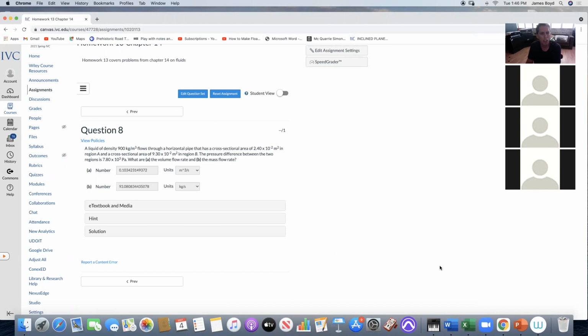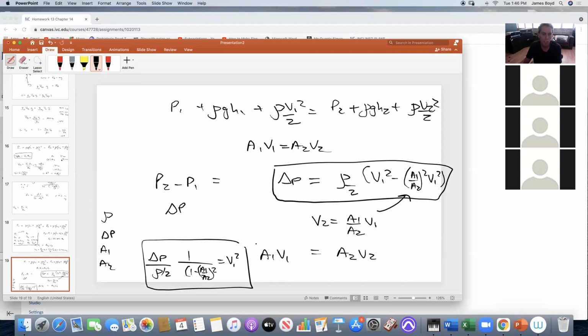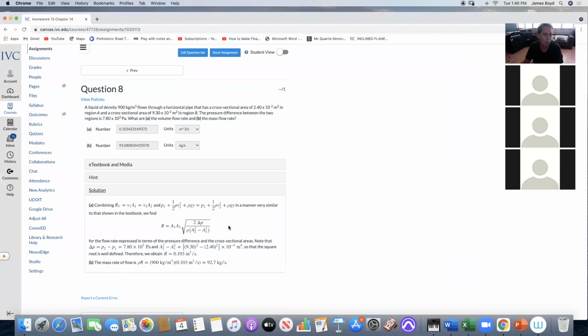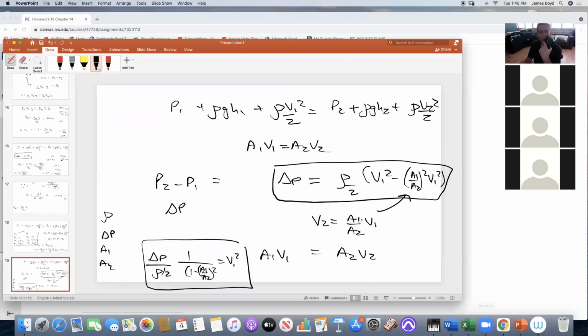Why am I off by 10? Oh, I forgot my g. Divide also by g. No, I didn't. I'm off by a tenth for some weird reason. I probably did something in my calculator, and I don't want to go back and find it right now. But essentially, once you find this, you get your V1, and once you have V1, you can just do this.